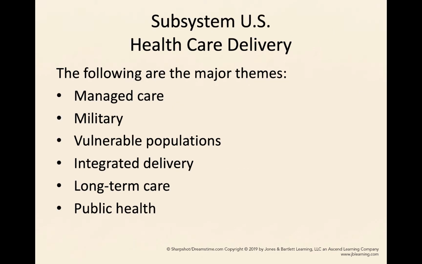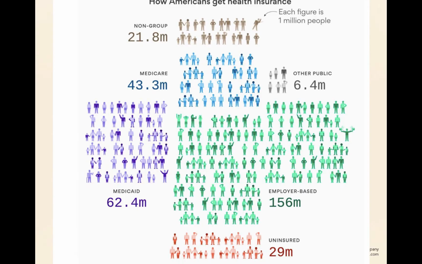There are major themes. We have managed care, military. We have healthcare insurance for those vulnerable populations. We have integrated delivery, and that's something we're moving toward more. We have long-term health care for those people that need to be in a healthcare system for a long time. Sometimes that is not funded, and that will bankrupt people. And then we have public health.